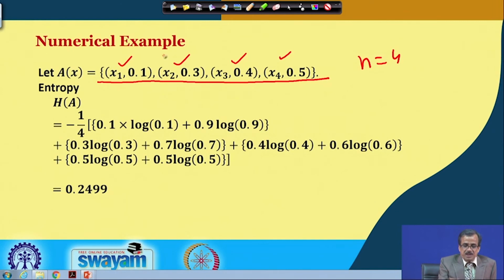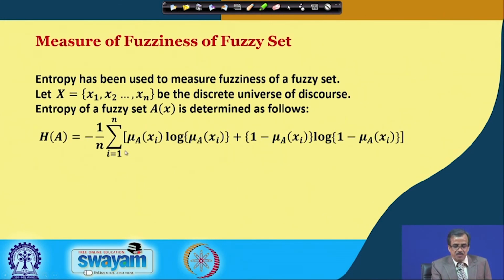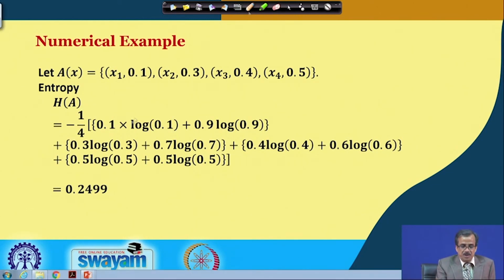Then, if you see this particular formula once again, it is mu A(xi) log of mu A(xi), then 1 minus mu A(xi) log of 1 minus mu A(xi). Now, very easily I can find out corresponding to this x1, I have got 0.1 log of 0.1, then 1 minus 0.1 is 0.9 and log of 0.9. So, corresponding to x1, I can find out this part. Then corresponding to x2, I can find out this particular component. Corresponding to x3, we have got this, and corresponding to x4, we have got this.